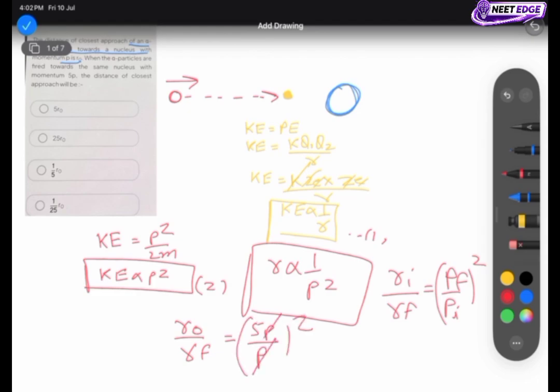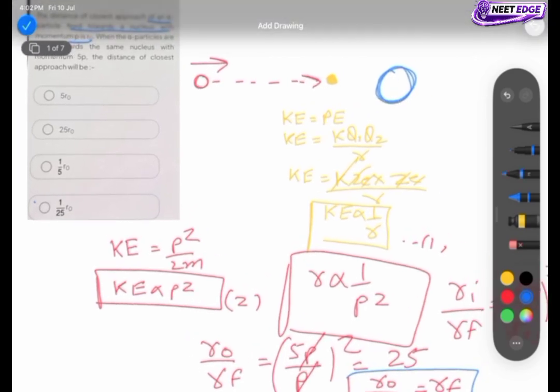P cancels out, 25. So r0 upon 25 is equal to r final. So we got r final as r0 upon 25. So the fourth option will be the right answer.